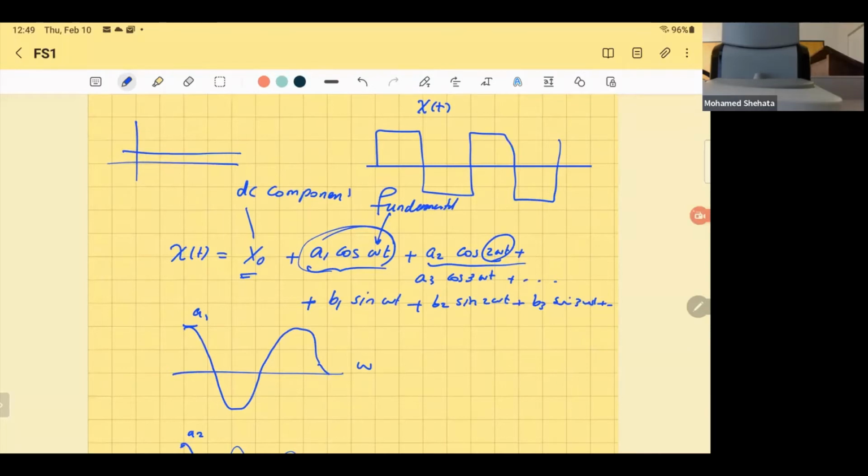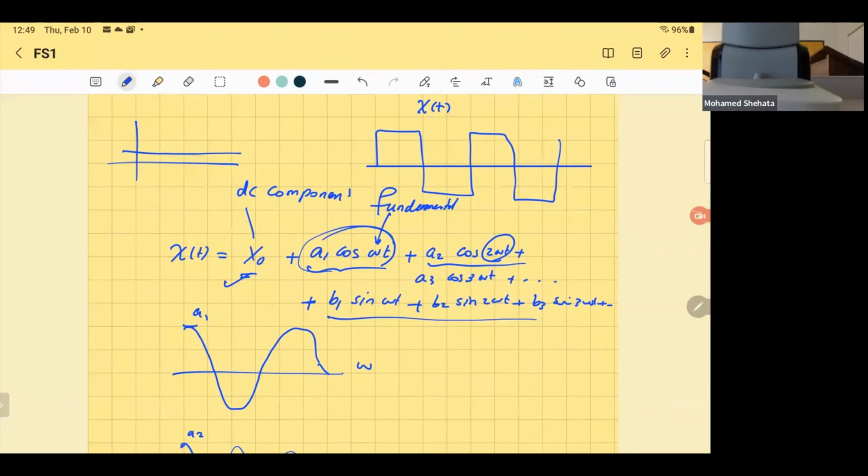So now you have the DC component by finding the area over the period. That makes sense. This one will have a formula, but let's just talk about it a little bit. A1 cosine omega t plus A2. So it's like the sum of cosine terms. You have different amplitude, different frequency.